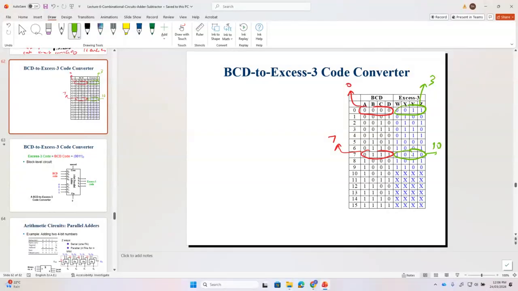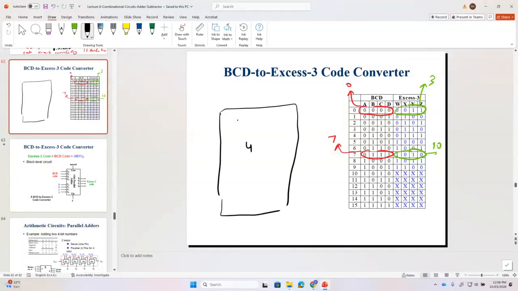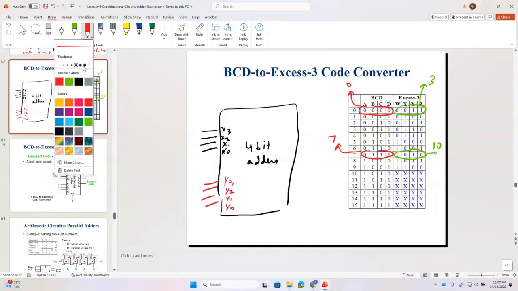Now, if you want to design a BCD to XS3 code converter using a 4-bit adder, let's assume we now have a 4-bit adder. This is my 4-bit adder. What is the first input to the 4-bit adder? X3, X2, X1, and X0. What is my second input? Y3, Y2, Y1, Y0. What is my other input?